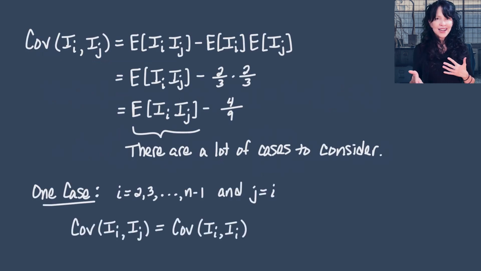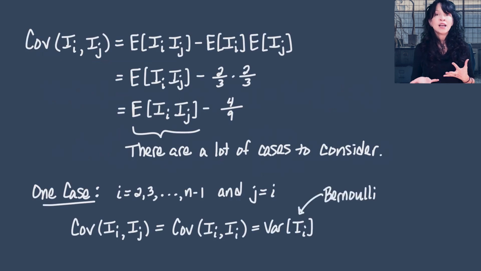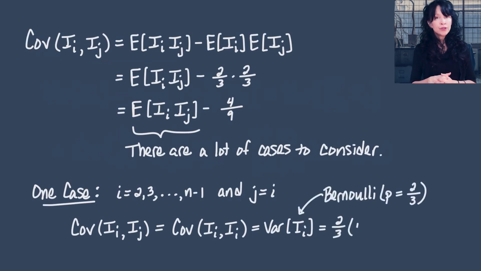If j is I, this is the covariance of I sub I and I sub I, but the covariance of something with itself is just a variance. So this is the variance of I sub I. But we said that the indicator is a Bernoulli random variable with p equals 2/3, and the variance of a Bernoulli is p times 1 minus p. So we get 2/3 times 1 minus 2/3, or 2/9. So that case was relatively easy. I'm going to look at one more case, and then I'm going to tell you what the rest are.